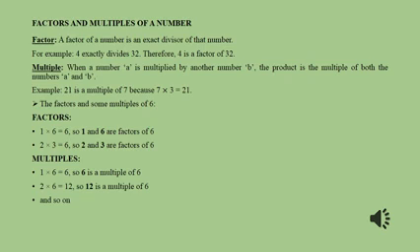Then to find the multiples of 6, we take 6 and multiply it by 1. So the answer comes out to be equal to 6. So 6 is the first multiple of 6. Now to find another multiple, we take 6 and multiply it by 2. The answer comes out to be equal to 12. So 12 is a multiple of 6. Likewise, to find the other multiples, we take the number 6 and multiply it by 3. The answer is 18. So 18 is the third multiple of 6. Likewise, we go on multiplying the number 6 by 4, then by 5 and so on, and we get the multiples of 6.